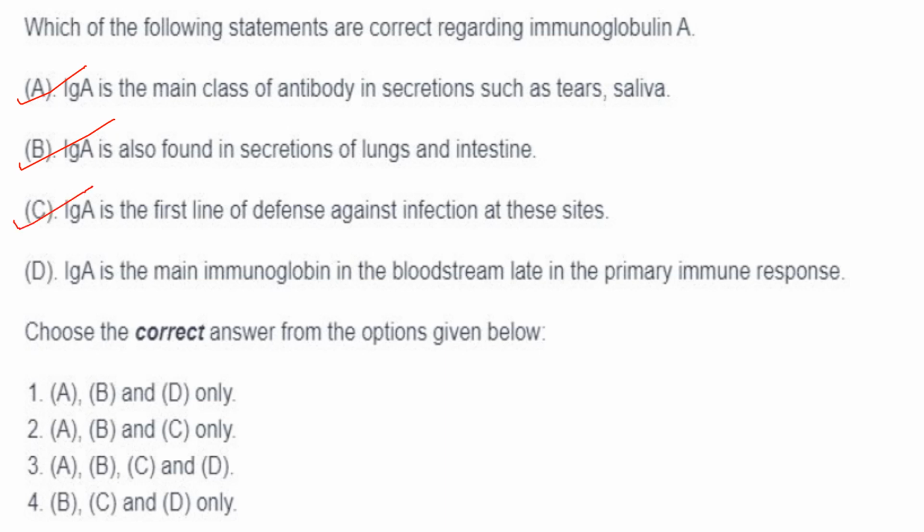Then IgA is the main immunoglobulin in the bloodstream late in the primary immune response. So primary immune response is by IgM. Late in the primary immune response, they might be meaning secondary immune response, and secondary immune response is by IgG. So D is not correct. So A, B, C is the answer. Answer is option 2.